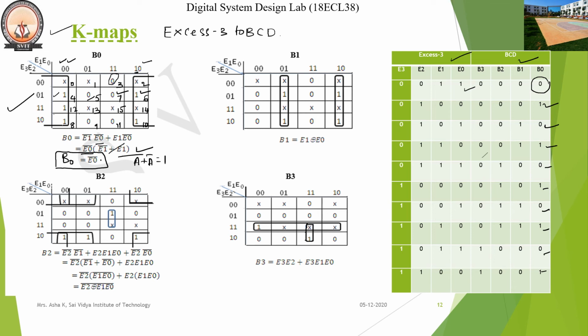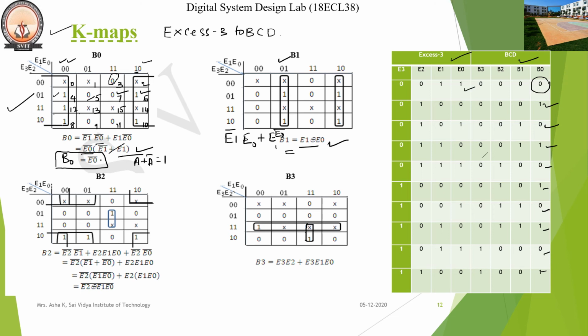Similarly for B1, substitute the values of the B1 bit in the K-map, and after simplifying and grouping this particular B1, with one term and a second term in one octet group, we are going to get E1 dash with E0 plus E1 with E0 dash. This is nothing but the XOR operation of E1 with E0.